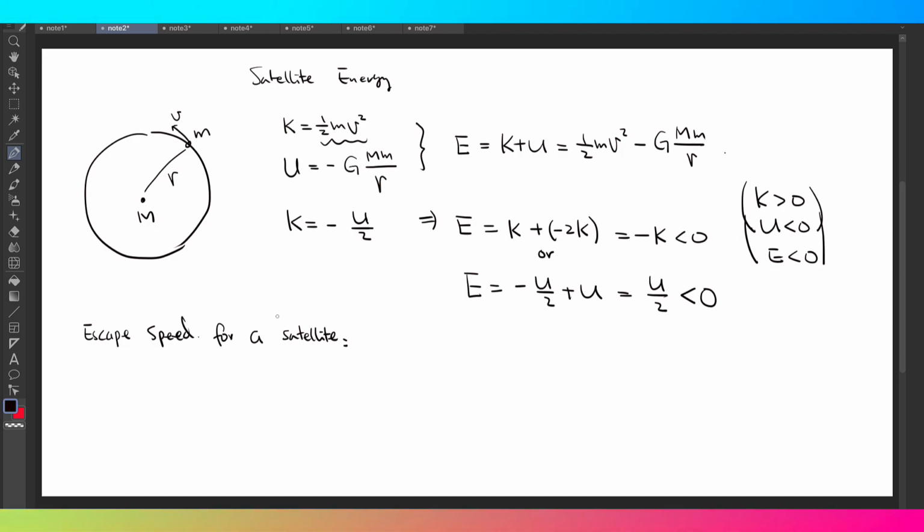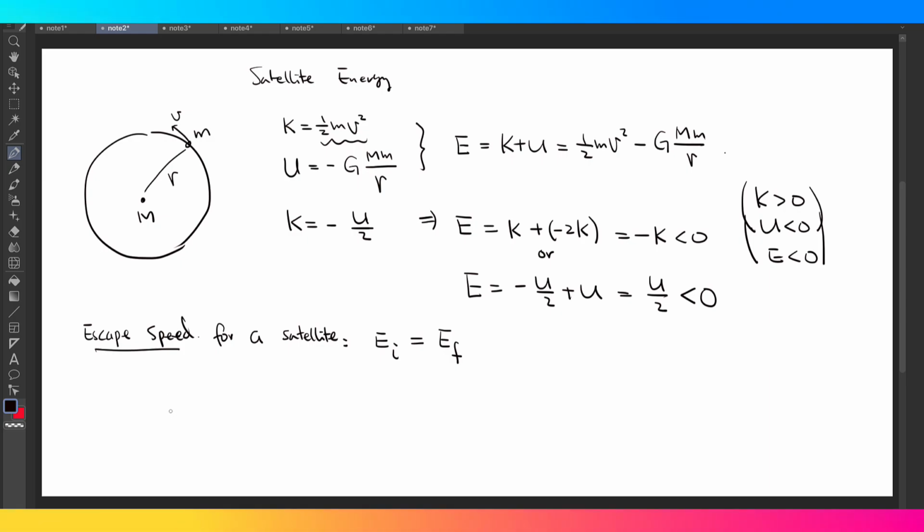So if I want to send a satellite out of the Earth's surface, out of the control of the gravity of the Earth, then what should I do? We need to use energy conservation, and we pick one initial position, and then that equals a final position, and then we think about the speed requirement for doing that.